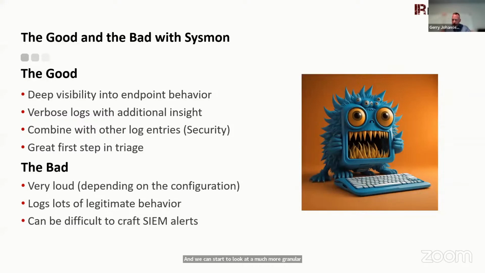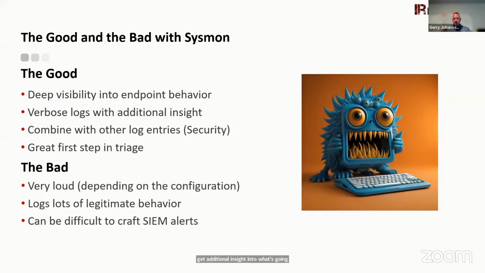So here's the good and the bad with Sysmon. I like to say there are no perfect solutions, there are only trade-offs. This does give us, from the good perspective, deep visibility into endpoint behavior. This is things that you would not normally get with the disparate amount of Windows event logging. It really puts this all in one place, and it does give us a lot of visibility into what's actually going on. Verbose logs, as I said, with the configurations, we can get additional insight into what's going on.